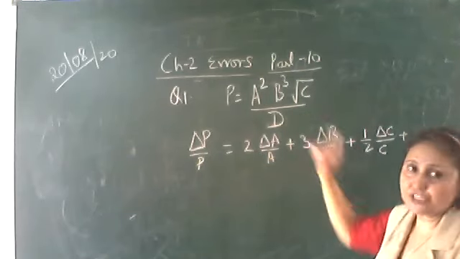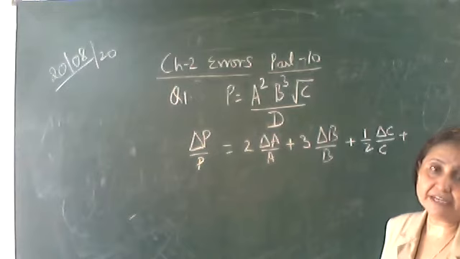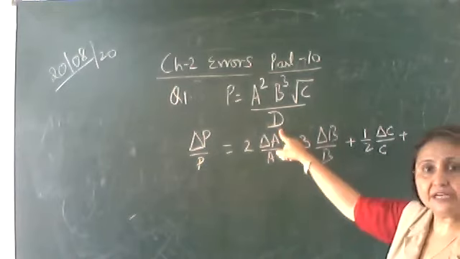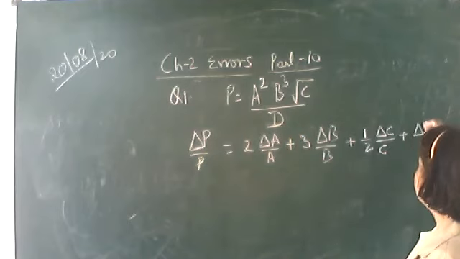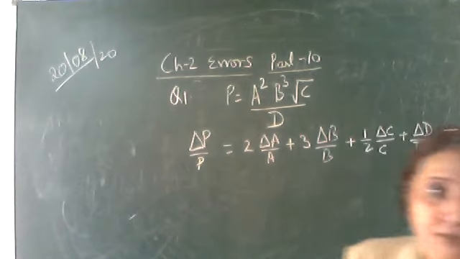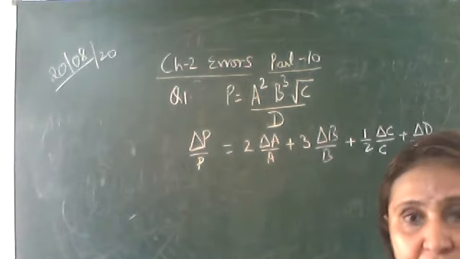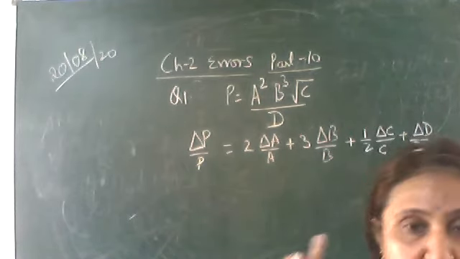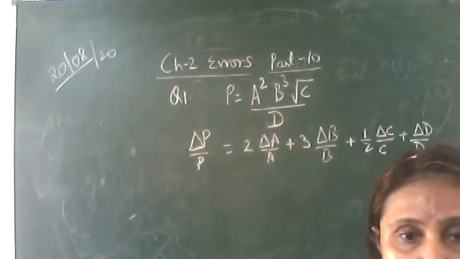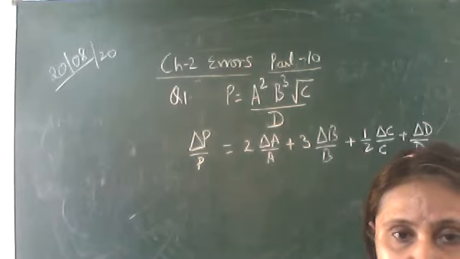And in the division also, the relative errors are added. So plus the relative error in D. Relative error in D is plus delta D upon D. Okay, everyone got this answer? Anyone who hasn't got this answer or did not understand can unmute and let me know.